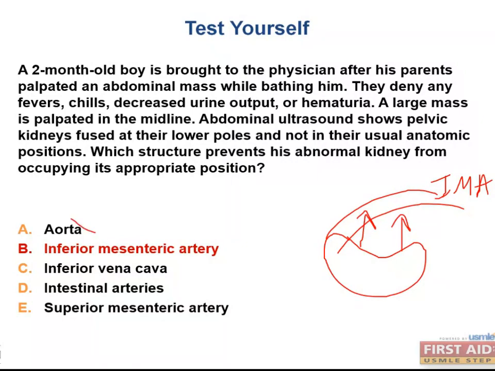Now, A and C are not correct because the aorta and inferior vena cava run parallel to the migration path of the ascending kidney, so they wouldn't be able to block it. And D and E are not correct because the intestinal arteries come off the superior mesenteric artery, which is above the inferior mesenteric artery. So, that wasn't so bad. Now it's time to replenish your extracellular fluid compartment because we have renal physiology coming up next.